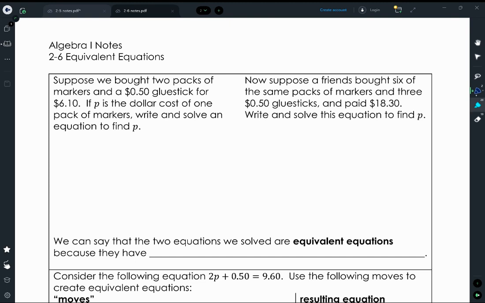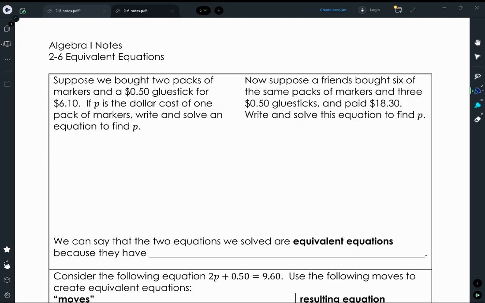Suppose we bought 2 packs of markers and a 50-cent glue stick for $6.10. If P is the dollar cost of 1 pack of markers, write and solve an equation to find the value of P. All right, so let's see what's going on.